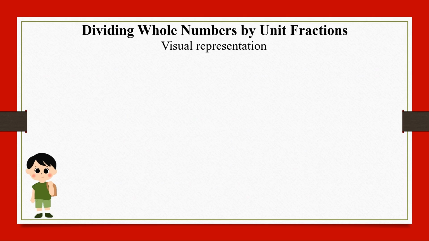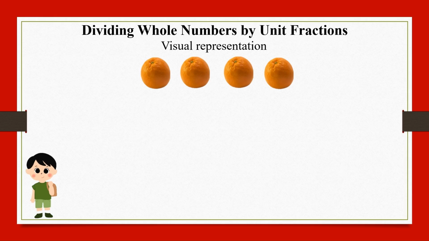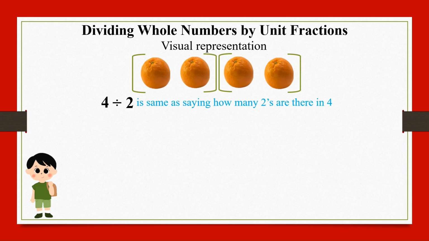For visual representation, let us take 4 oranges. Divide these 4 oranges in two groups. Each group has 2 oranges. 4 divided by 2 is same as saying how many 2's are there in 4. There are 2 2's in 4.